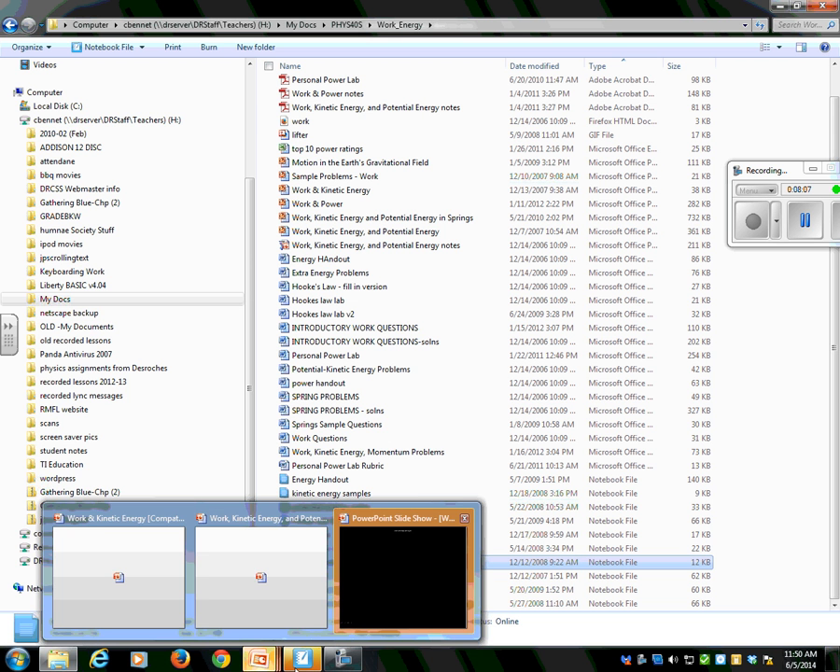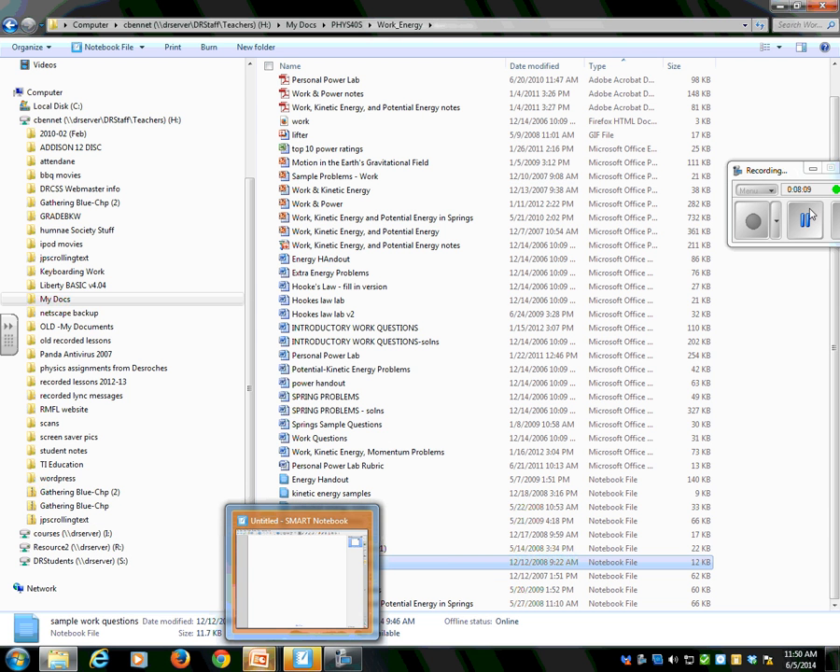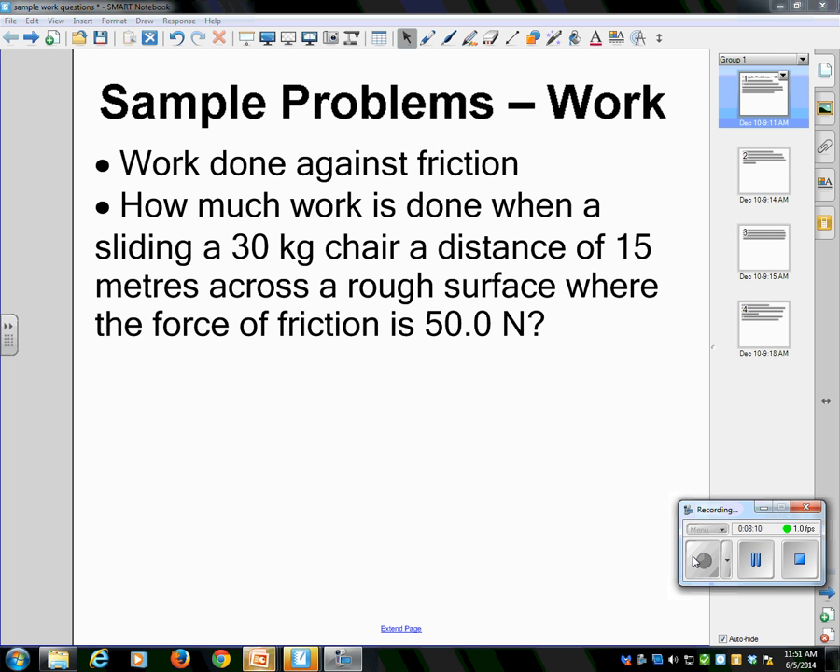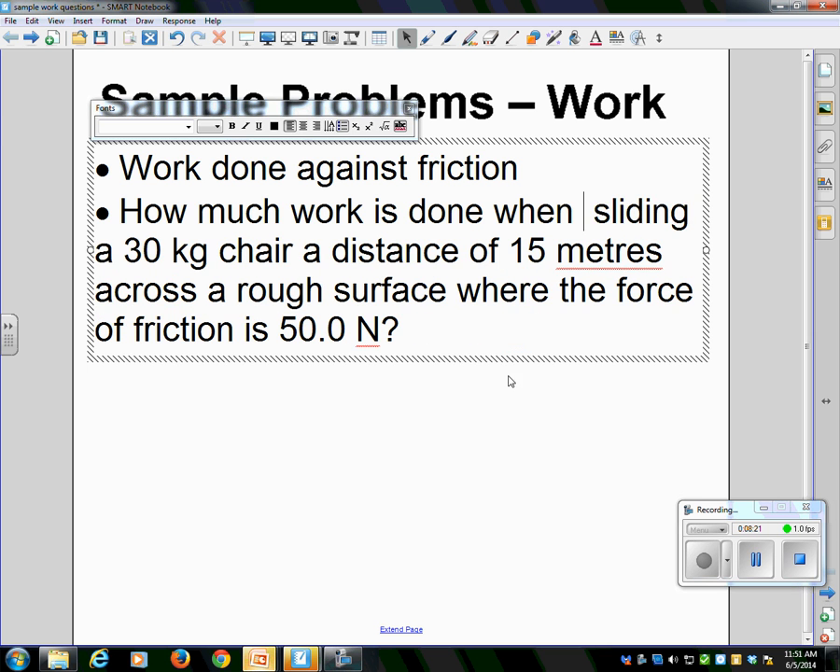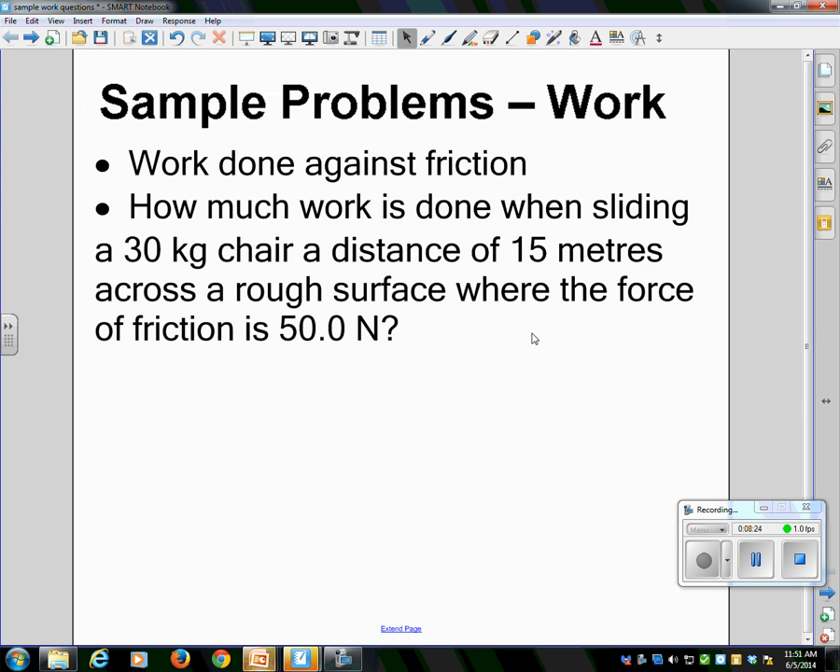Okay, so sample problem. Work done against friction. How much work is done when sliding a 30 kilogram chair a distance of 15 meters across a rough surface where the force of friction is 50 newtons?